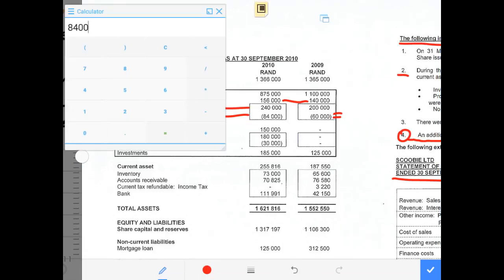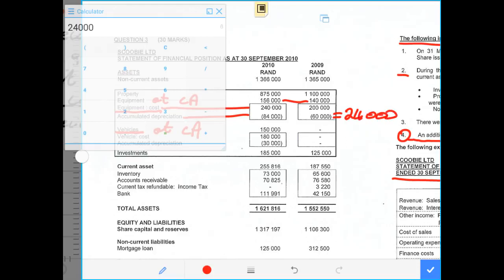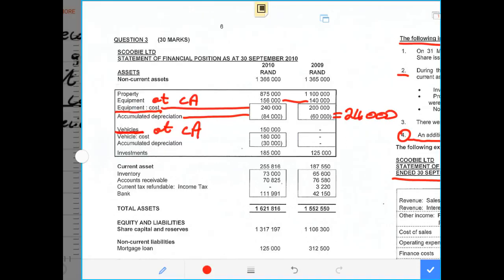Then you say 84,000 rands minus 60,000 rands, and this will give us the total depreciation of 24,000 rands for equipment, depreciation for the current year. Then after, we look for the depreciation on vehicles, and we can see that there was no accumulated depreciation for the year 2009. Obviously, that means there was no vehicle in the year 2009. Therefore, the accumulated depreciation that we have in the year 2010, which is 30,000, becomes the depreciation for the current year on vehicles. Therefore, it's 30,000 rands.